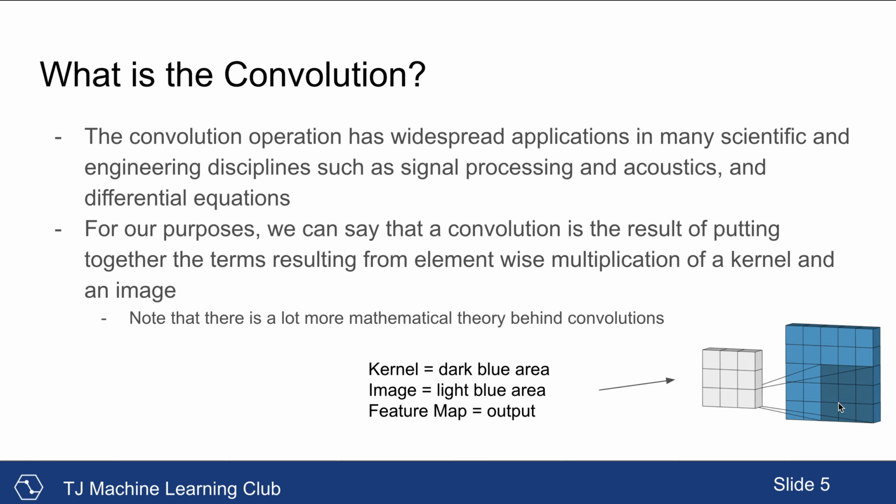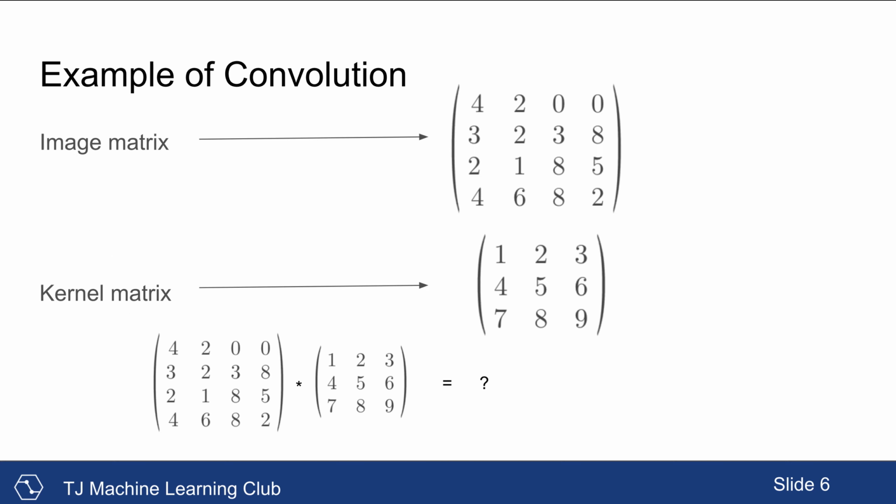Okay, and what happens is every time you place the dark blue area onto a section of the light blue area, you multiply each of the elements that correspond in position, and then you take all of those products and add them together. So we're going to walk through a quick example on the next slide.